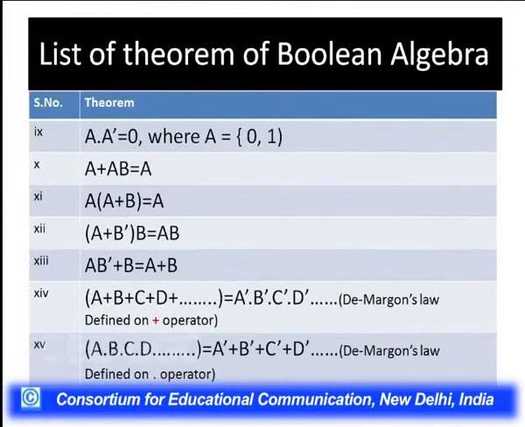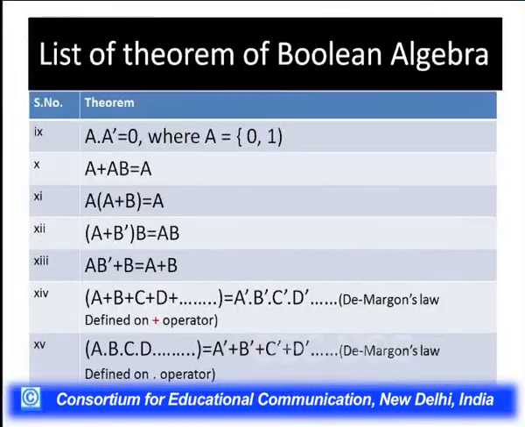Another theorem, A dot A dash equal to 0, A plus AB equal to A. Next, A into A plus B is again A plus B dash into B equal to AB, AB dash plus B equal to A plus B, A plus B plus C plus D dash dash equal to A dash dot B dash dot C dash dot dash up to N.